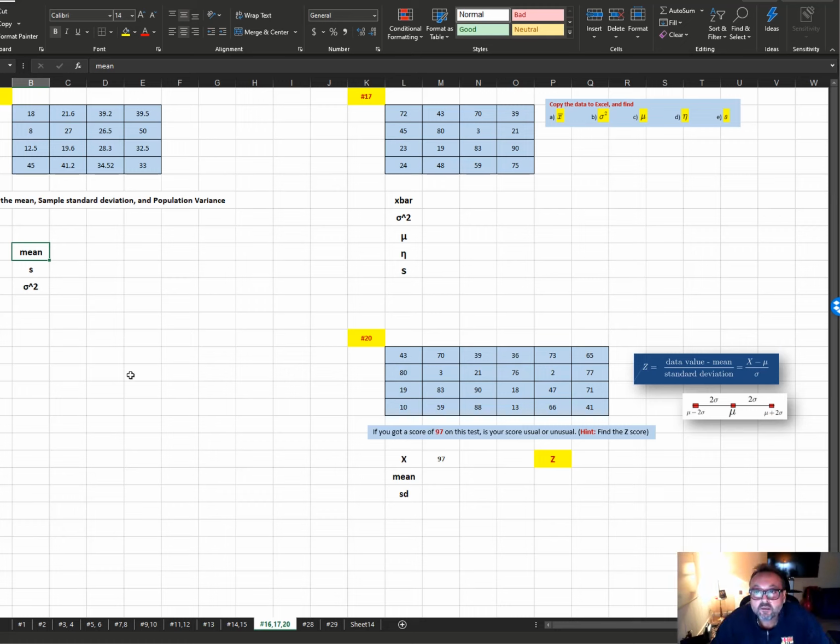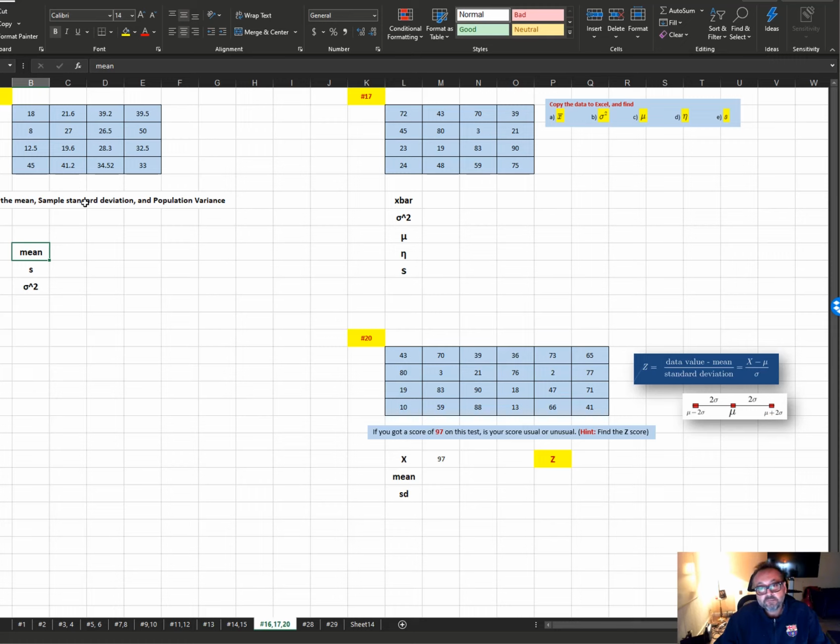Okay, let's look at number 16, 17, and 18. Number 16, again, they're giving us a data set and they're asking us to calculate the mean, sample standard deviation, and population variance. Now, as far as the mean is concerned, you notice it doesn't say sample mean or population mean like it does for the other ones.